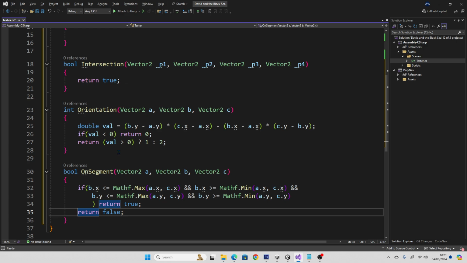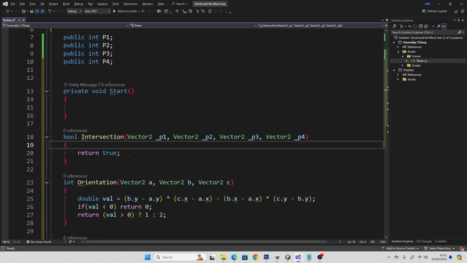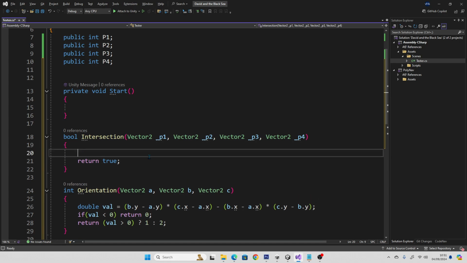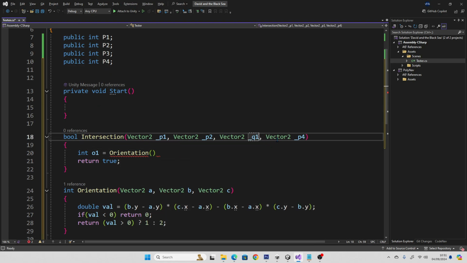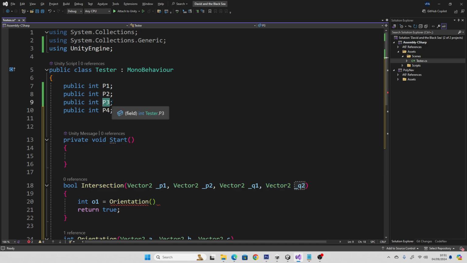All right, so we have our orientation equation. We have our segment equation. Now on the intersection, these are the different parts that we're going to be doing. We were outputting ints for the orientations. So I'm going to be putting an int of, let's call it 01. And we are putting in orientation. And remember we said that we're doing the points on P first and then Q. What did I do here? Sorry. This is supposed to be Q1. And Q2. Anyone that was screaming at me back then saying I did it wrong, oops, sorry. So we got our points on P and our points on Q, which means this also should have been Q1 and Q2.